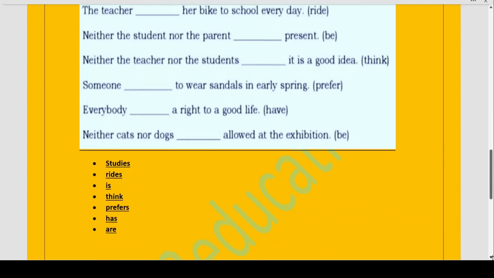Neither cats nor dogs ___ allowed at the exhibition. Verb form of be. Neither cats nor dogs are allowed at the exhibition. Why? Because this sentence has neither nor and it has got two subjects, cats and dogs. And dogs is closer to the verb to be filled up. Dogs is plural. So we will use the plural form of the verb form of be, are. Neither cats nor dogs are allowed at the exhibition.